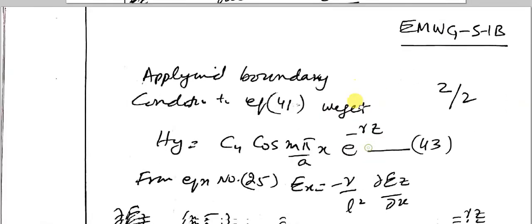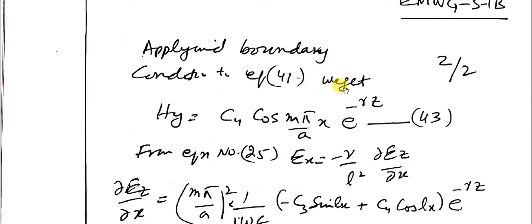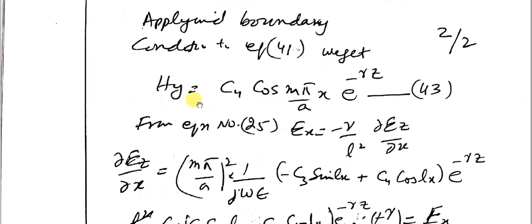Now similarly, applying the boundary condition to equation number 41, we get Hy equal to C4 cosine of m pi over a times x e to the power minus gamma z.